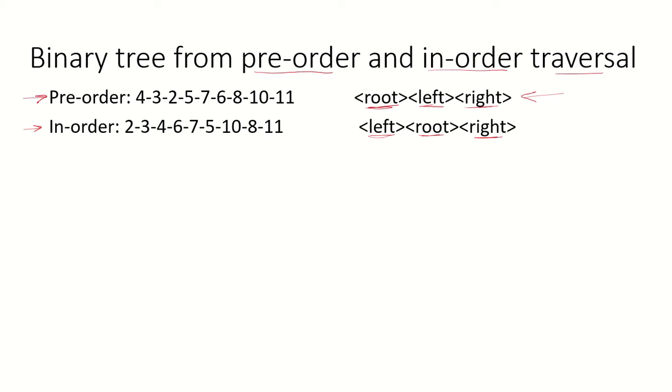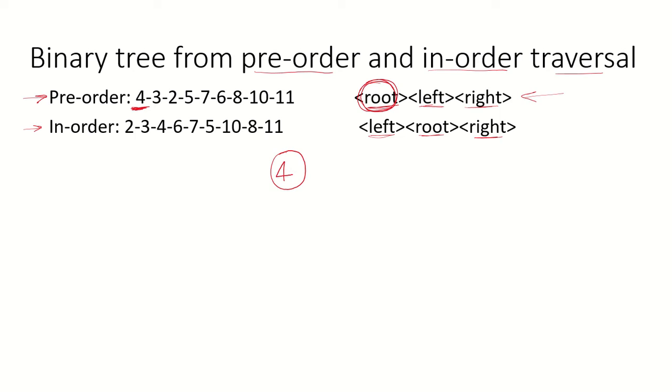So if we are given the pre-order traversal and in-order traversal, we can build a binary tree. If we want to construct a binary tree, we first need to know the root. If we know the root of the tree, then we can begin from there. From the pre-order traversal, we know that the root will always be the first element of the traversal. So this element 4 implies that 4 is the root of the tree.